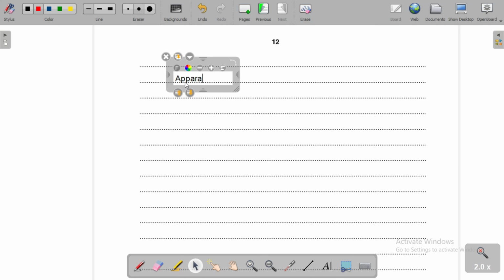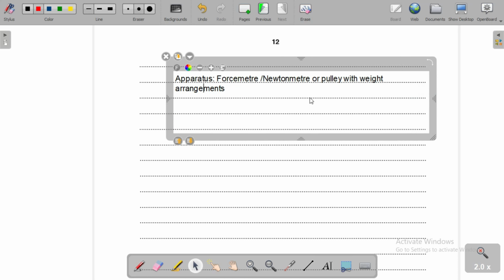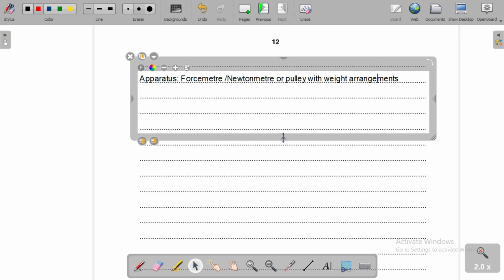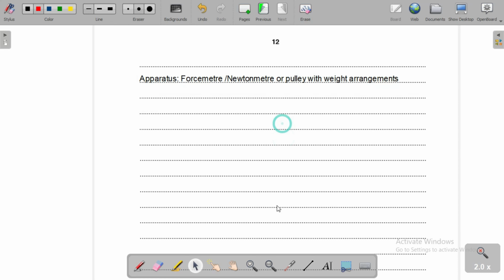Apparatus: force meter, Newton meter, or you can use pulley with weights arrangements. Is this still correct? Arrangements. Okay, you need this.